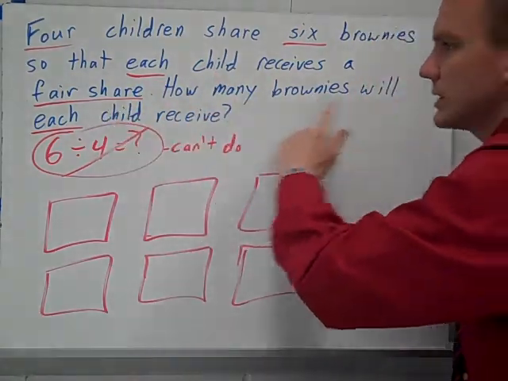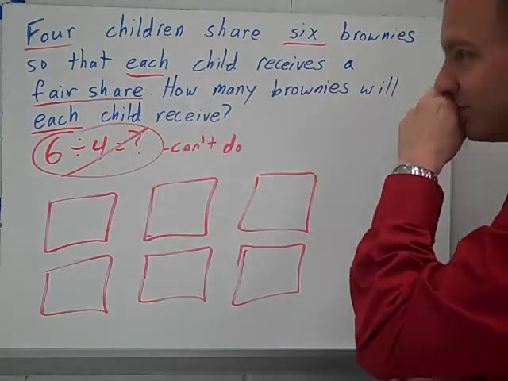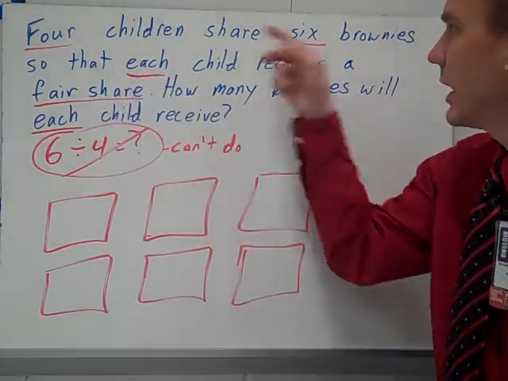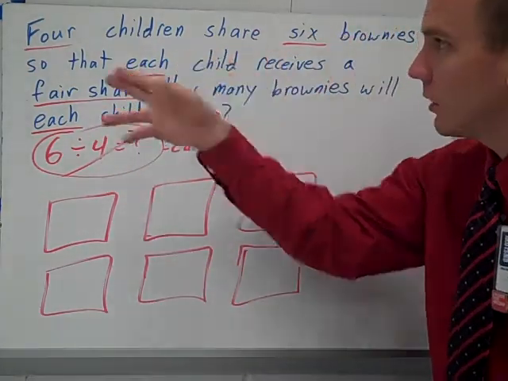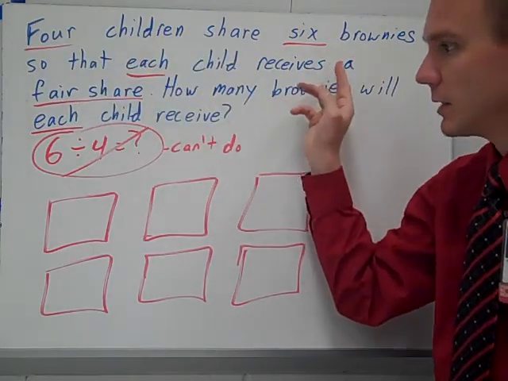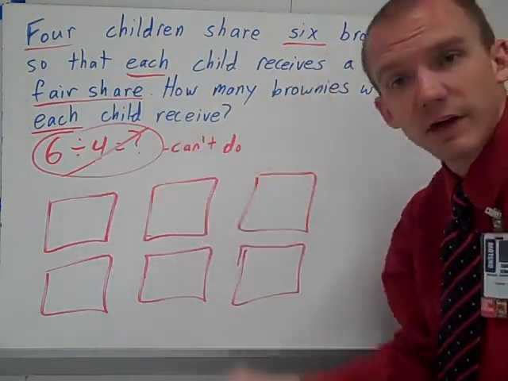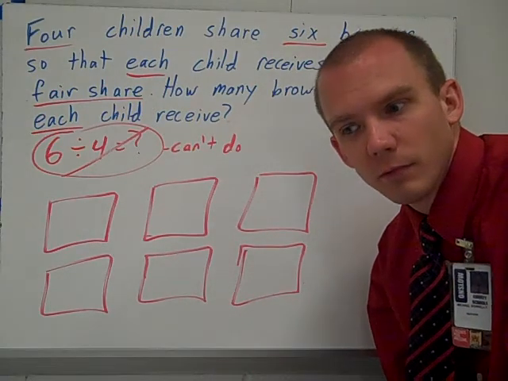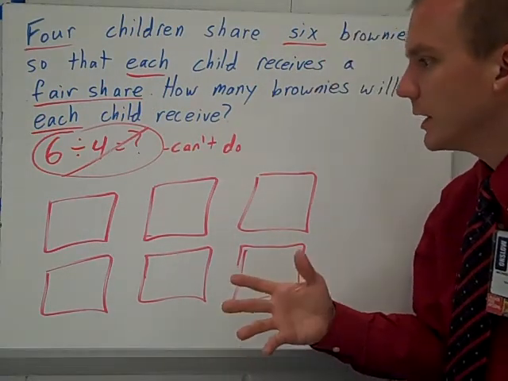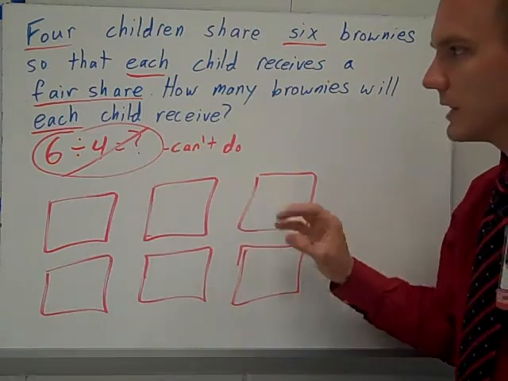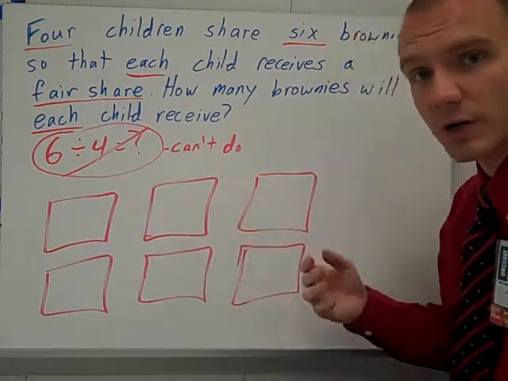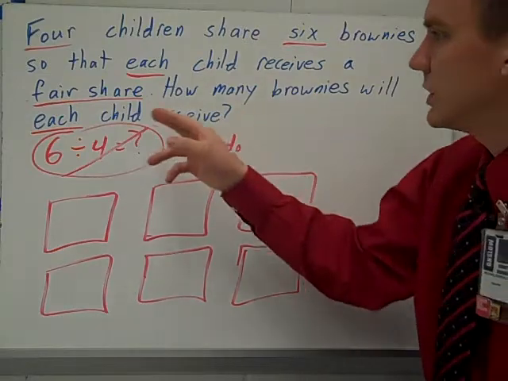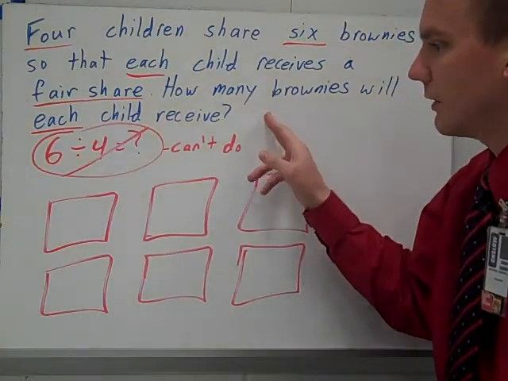How many brownies will each child receive? I see the word each, and I'm immediately thinking division. Well, I have 4 children, they're sharing 6 brownies. I put the bigger number first, 6 divided by 4. Wait a minute, that's not a fact that I know. That doesn't work out evenly. I can't do it. So let's draw a picture and really think about that in terms of fair sharing and fractions. How many brownies will each child receive is ultimately what I want to figure out.